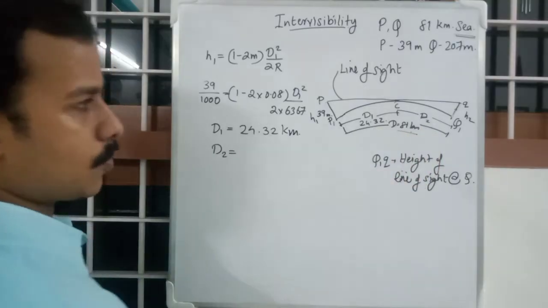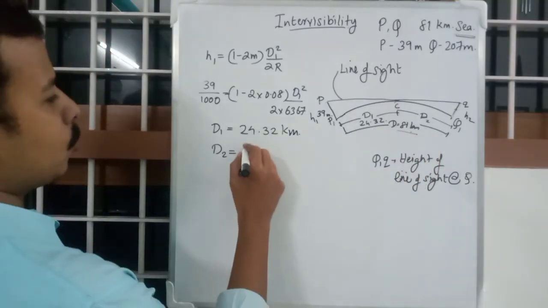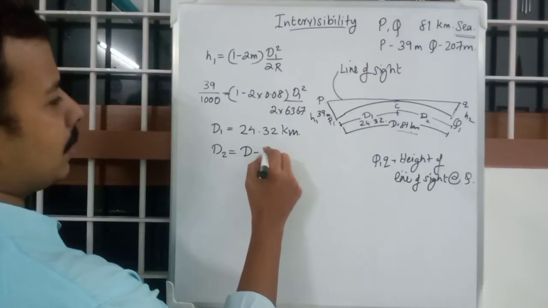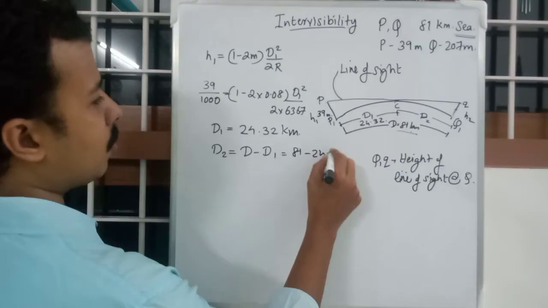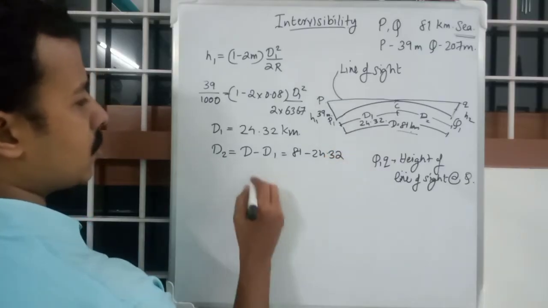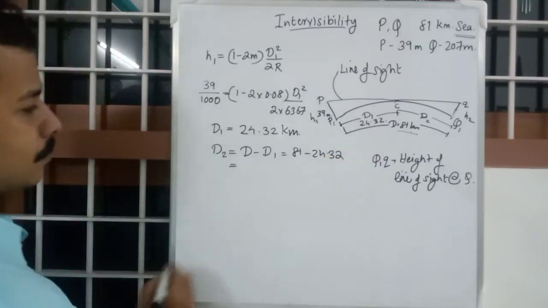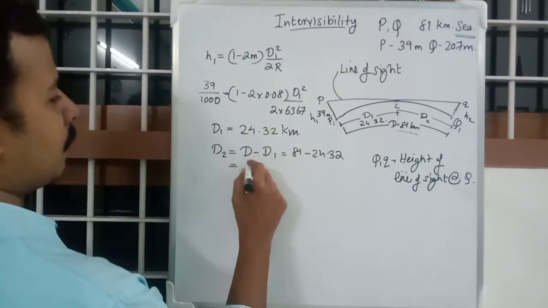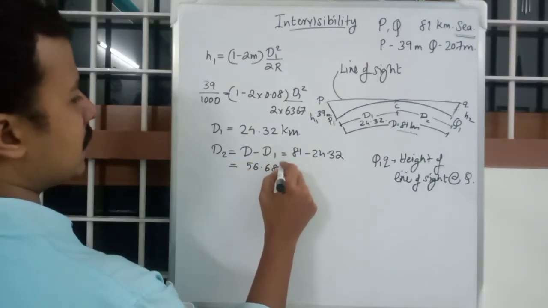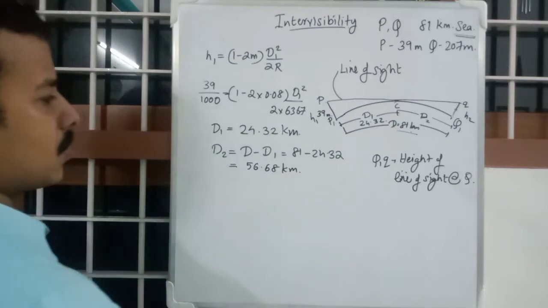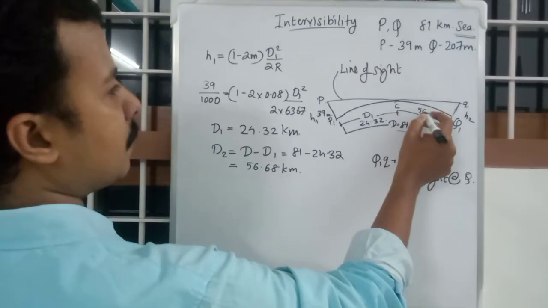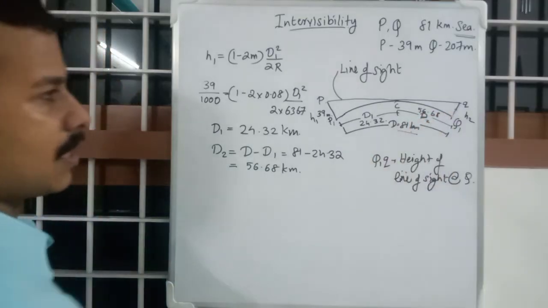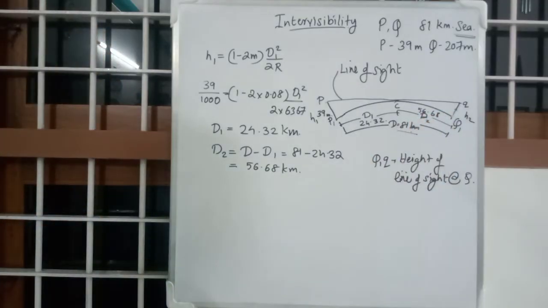Now what is d2? Obviously d2 will be equal to d minus d1, that is 81 minus 24.32 kilometers, which is equal to 56.68 kilometers. This distance is 56.68 kilometers. So adding both, you will get 81 kilometers.